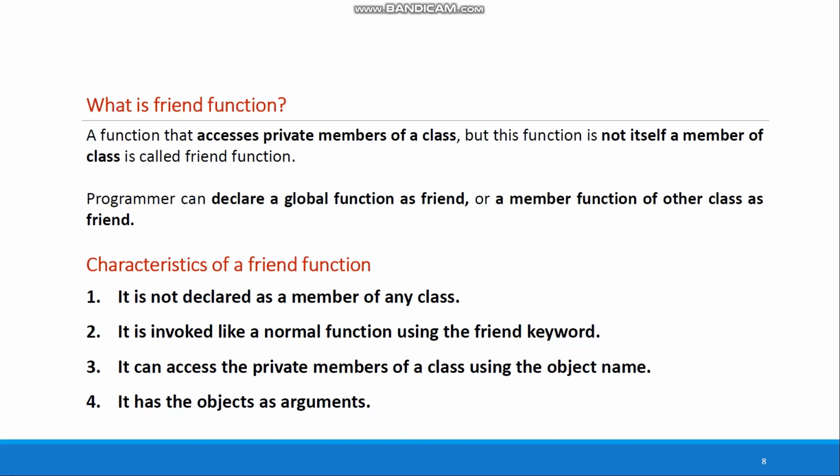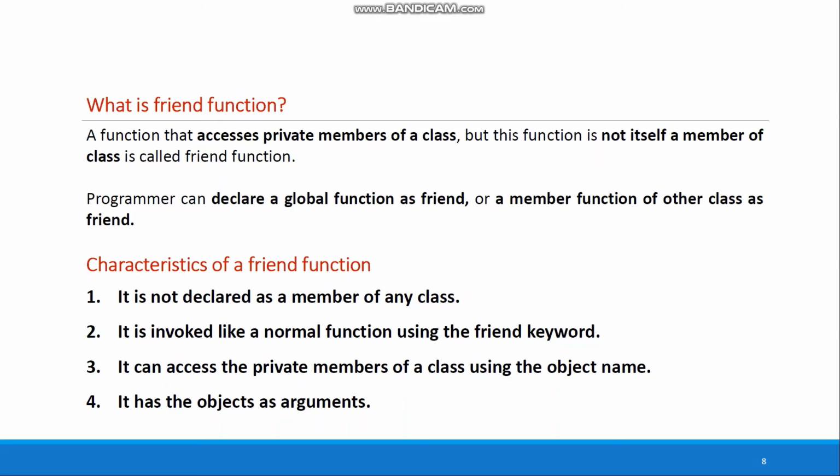Okay. Now, the third point is it can access the private members of a class using the object name. This is the third point, a very important point, and we will discuss it in the further lecture.